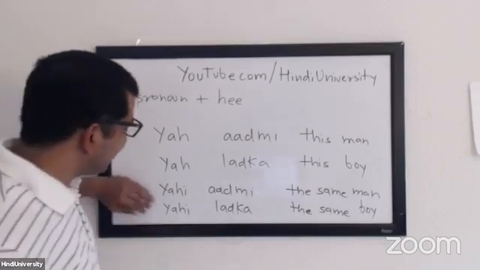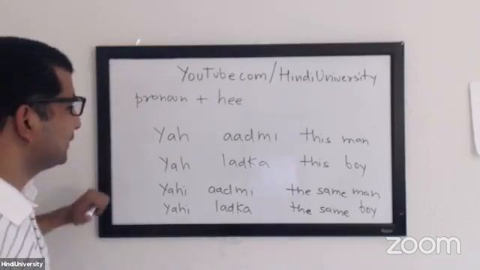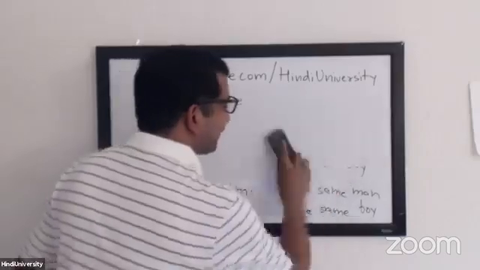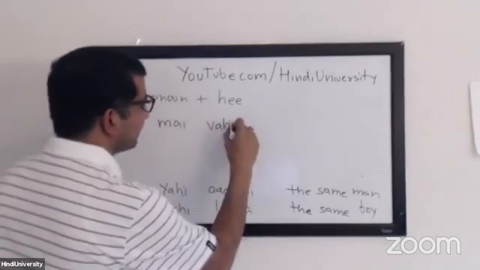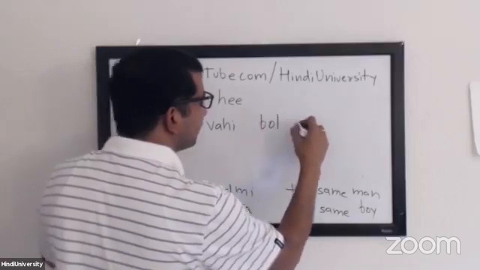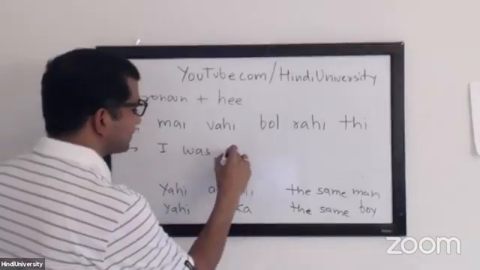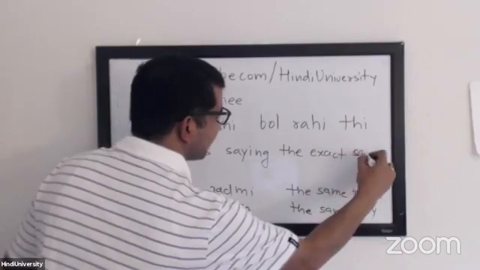Okay. Now, can you think of more similar sentences with yahi and wahi? Give it a try, Kelly ji, if you can think of something. मैं वही कह रही थी. Okay, very good, right? So you said मैं वही. So I'm going to make it simple. मैं वही बोल रही थी. And what does it mean, Sangeeta ji? I was saying the exact same thing. Very good. I was saying the exact same thing.